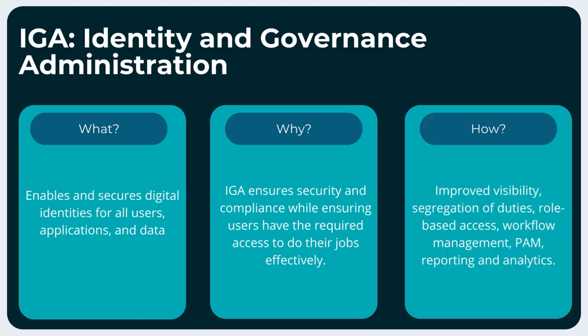Now that we know what IGA is and why we need it, let's talk about how to deploy an IGA solution, or how an IGA solution works in the first place. As the name tells you, IGA is actually a combination of identity governance and identity administration. The identity governance part is technically all about improved visibility into user access, segregation of duties, role based access, and workflow management. On the other hand, identity administration is all about provisioning, deprovisioning, user account management, credentials management, privilege management, etc.